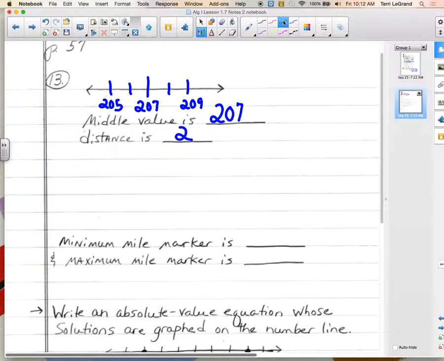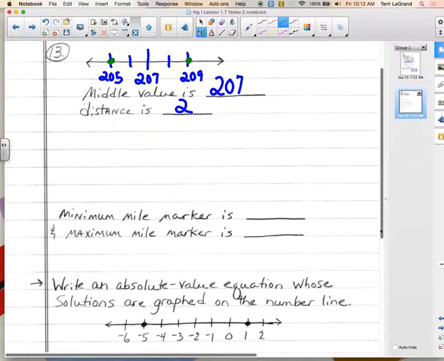205 and 209. So it doesn't say we have to graph. We're just doing that to make sure that we learn how to be successful with these. It doesn't say you have to graph. You don't have to, but okay, so let's set up our absolute value equation. So, anybody want to offer up what they think would be a good equation for this one?